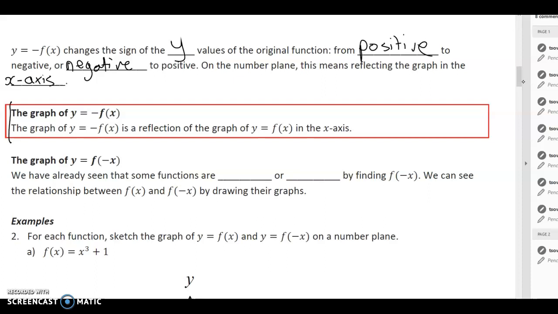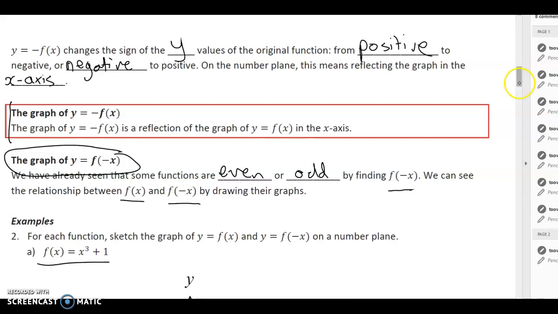All right, looking now at the next set of examples, which is looking at y equals f of minus x. We've already seen that some functions are even or odd by finding f of minus x. We can see the relationship between f of x and f of minus x by drawing their graphs. So for each function, sketch the graph y equals f of x and y equals f of minus x on the number plane. So let's look at the first one.